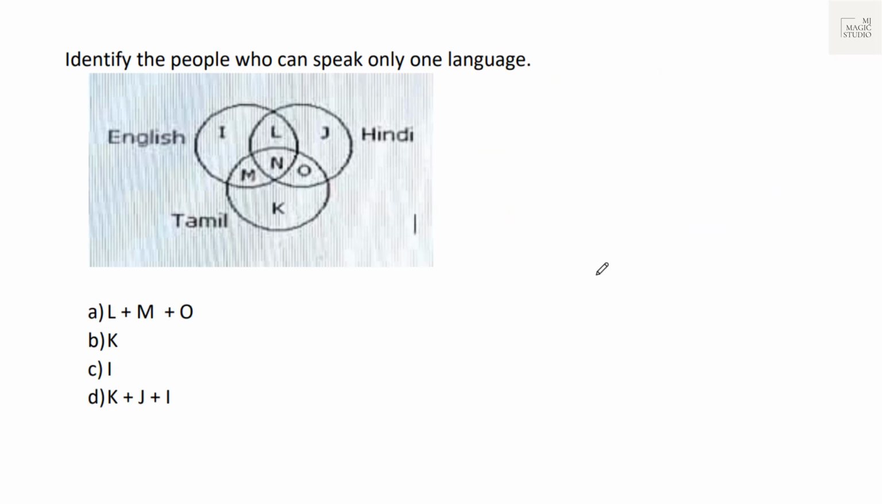Non-verbal reasoning, Venn diagrams. Identify the people who can speak only one language. Okay, this is the area we are looking for. This is the area where we can find only Hindi speaking. This is the area where we can find only English speaking and only Tamil speaking. So that is what they are asking us to identify: the people who can speak only one language. It should be areas I, J and K. Yes, that we have in option D.